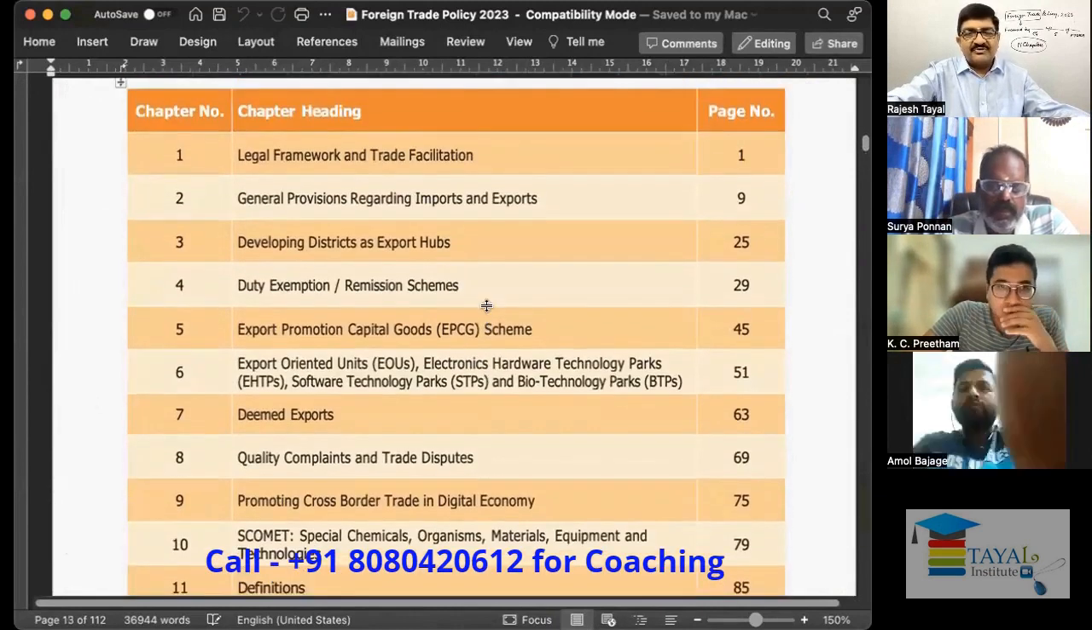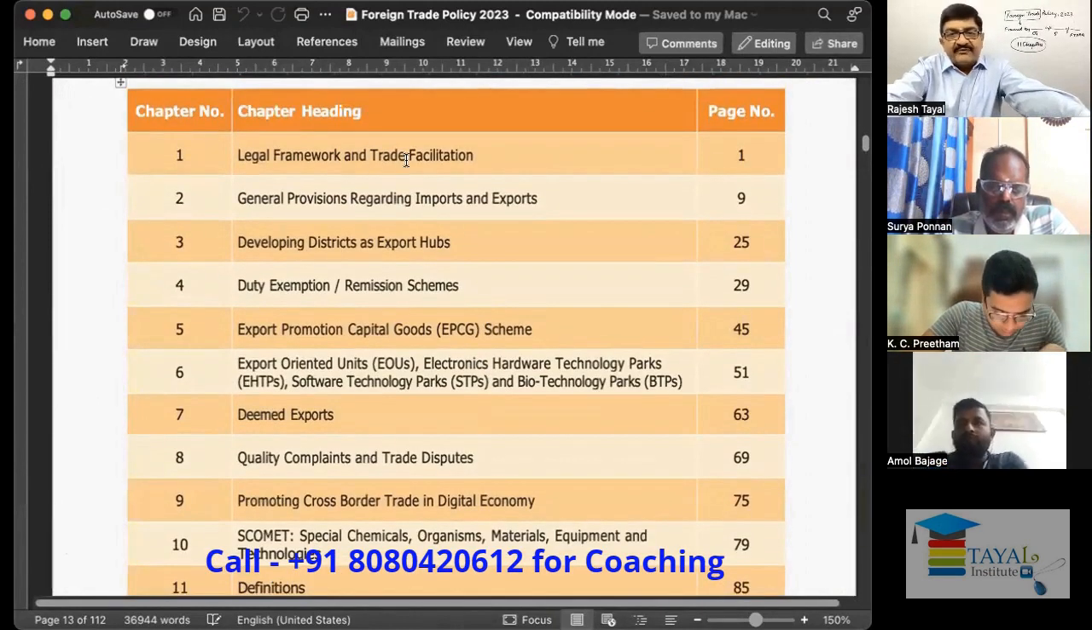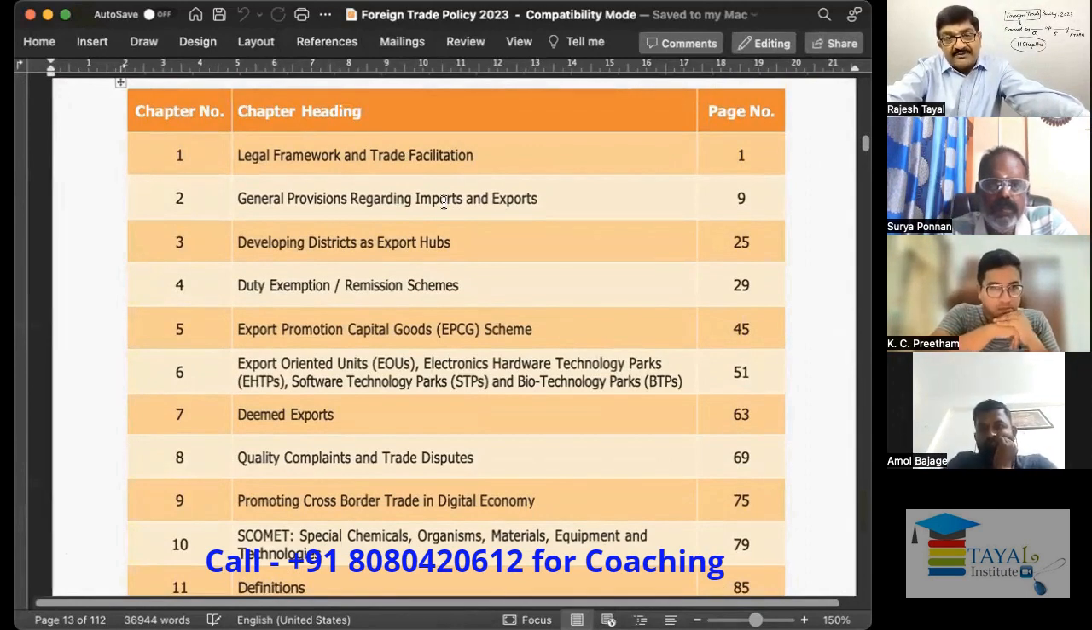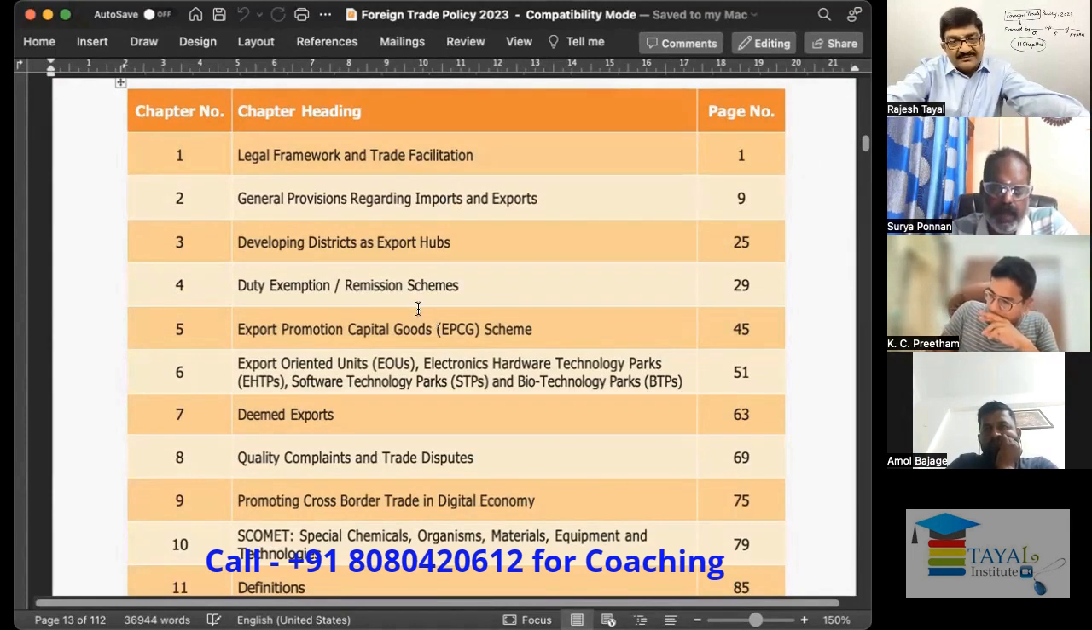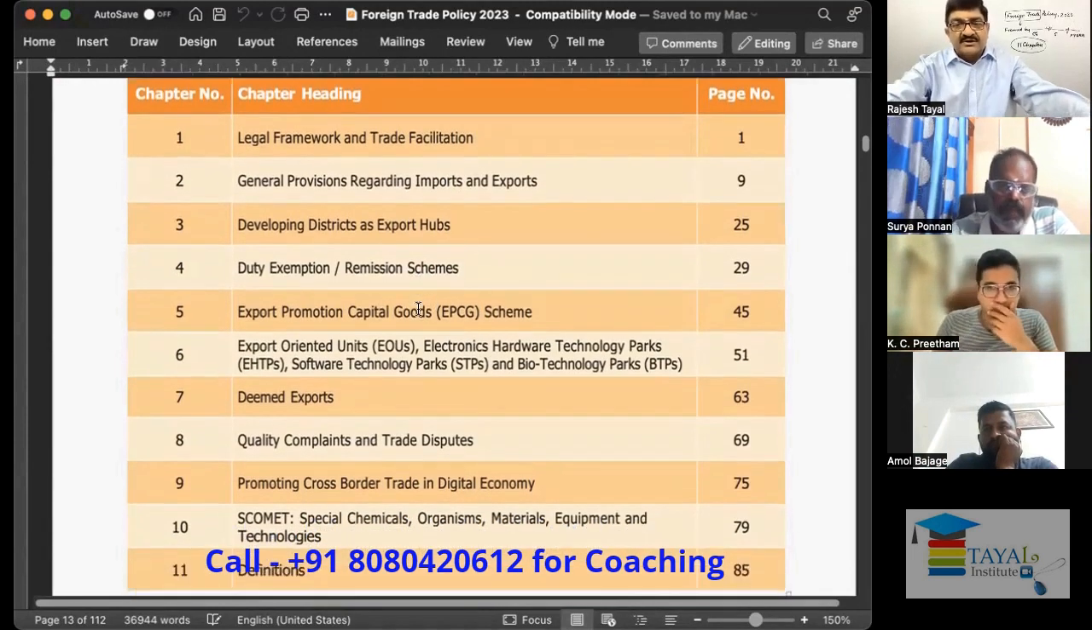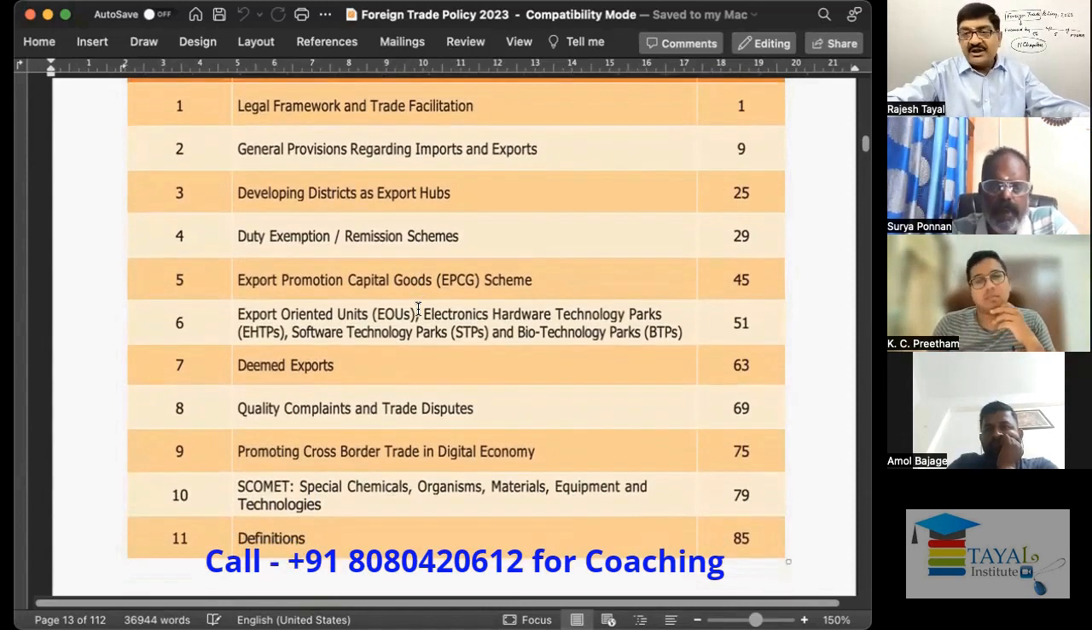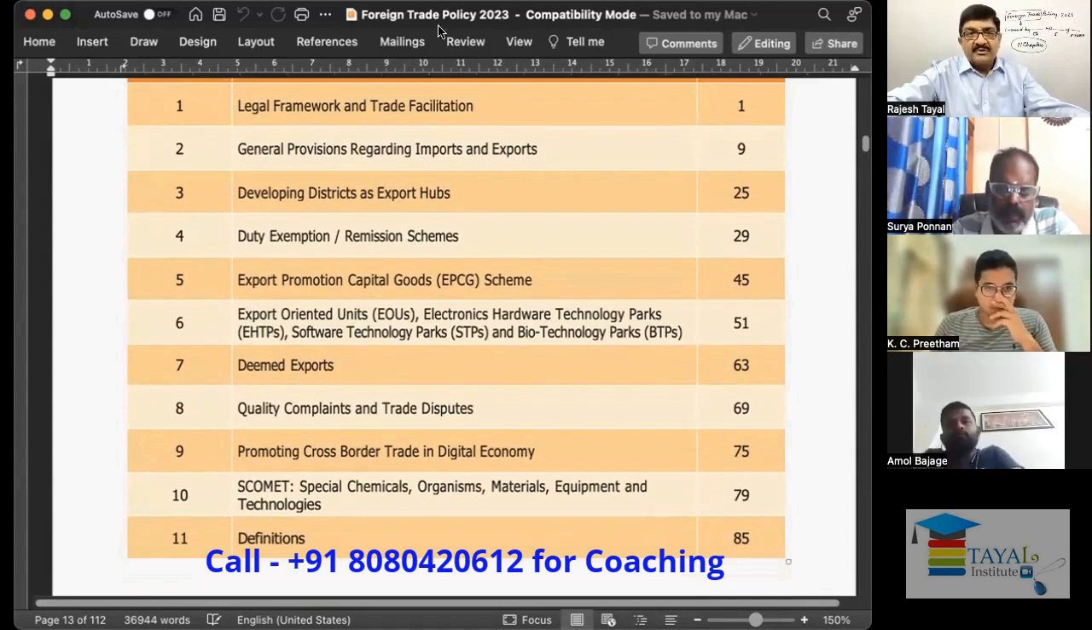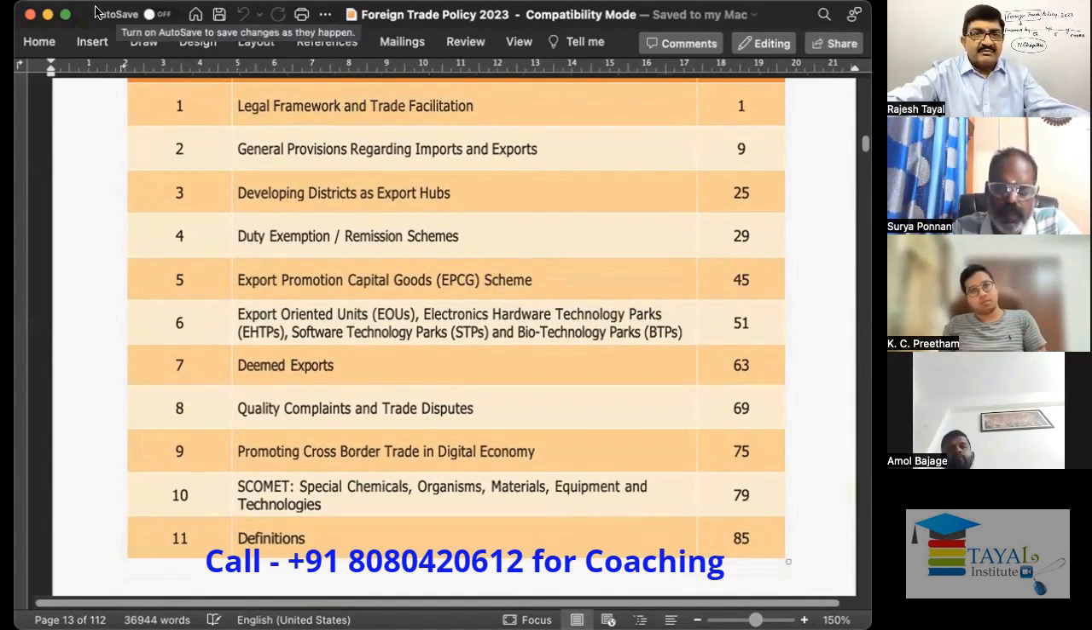This is the list of the chapters. Legal framework and trade facilitation. General provisions. Now mark important things. Chapter number 2, chapter number 3, 4, 5, 6. These are important chapters, right? Chapter number 9, that is something altogether new. It was never there before, so it also becomes important. Chapter number 9, promoting cross-border trade. Chapter number 11 is having definitions. So more than 60 definitions are there.